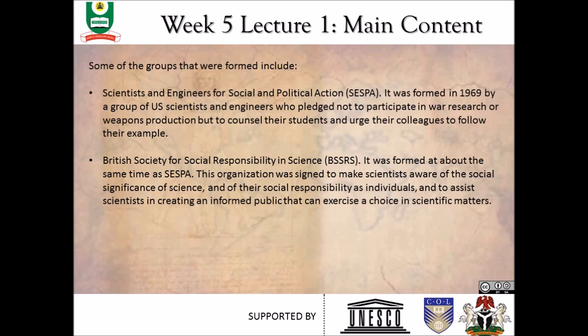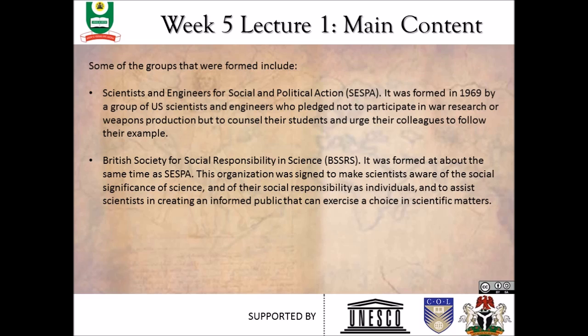Some of the groups that were formed include: 1. Scientists and Engineers for Social and Political Action, SESPA. It was formed in 1969 by a group of US scientists and engineers who pledged not to participate in war research or weapons production, but to counsel their students and to urge their colleagues to follow their examples.